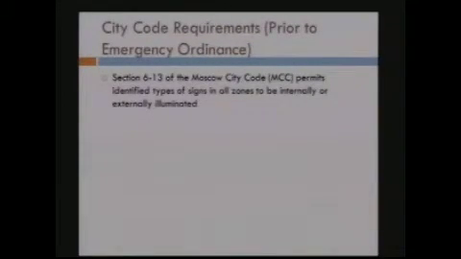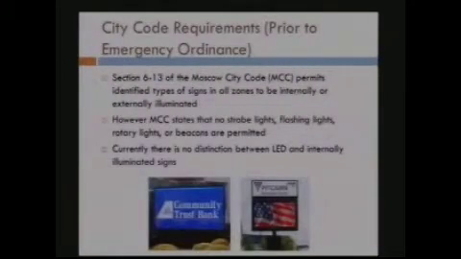Prior to the adoption of the emergency ordinance, Moscow City Code identified the variety of signs that were permitted in different zoning districts. Some may be permitted to be internally illuminated, and some are externally illuminated, typically in lower intensity, whether neighborhood business or residential districts. Only externally illuminated signs, those that maybe have a floodlight cast on the sign, are permitted there. As you move into more intensive commercial zoning districts, internally illuminated signs are generally permitted. Moscow City Code also states that no strobe lights, flashing lights, rotary lights, or beacons are permitted. But the code, prior to the emergency ordinance, made no distinction between an LED type sign or a traditional internally illuminated plastic face sign.